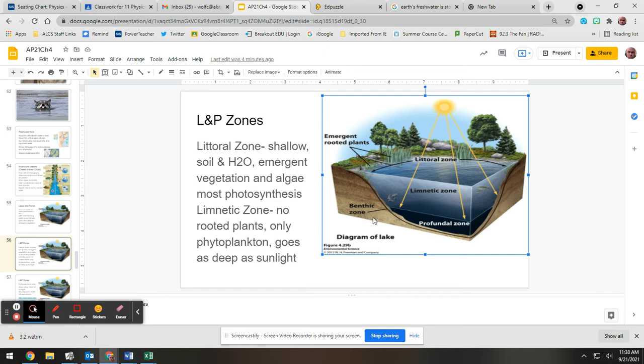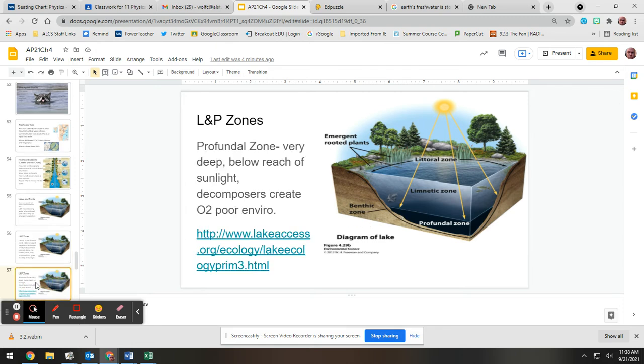And that has a lot to do with the makeup of your water. In some ponds, you've got really clear water, so this could go really deep. In other ponds, you can't see your ankles, and so it doesn't go very deep at all.